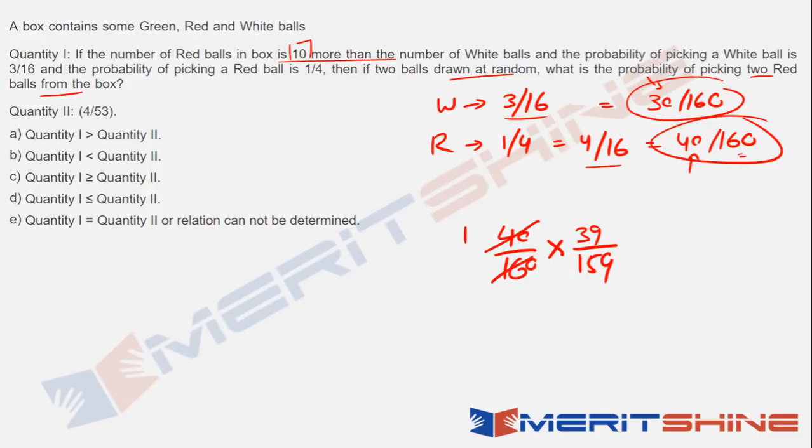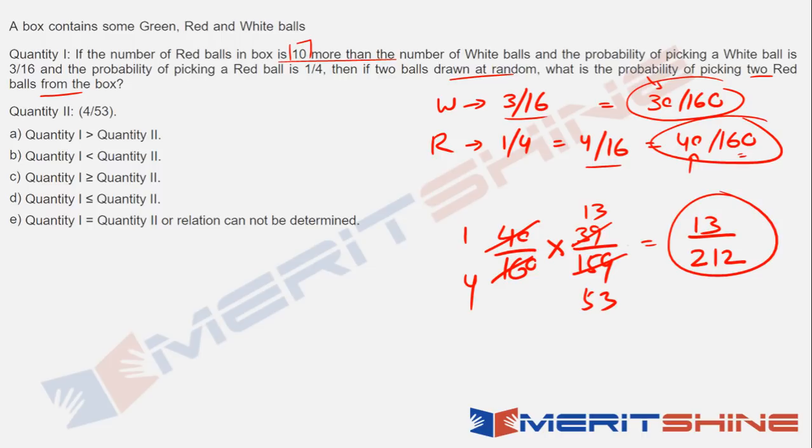This is 1 upon 4 here. How much is this then? Let's cancel by 3. So this becomes 13. This is 53. This gives you 13 upon 212. So you have to compare this quantity with 4 upon 53. So you know that quantity 1 would be smaller. So that is your answer, option B. Then nothing more in this question.